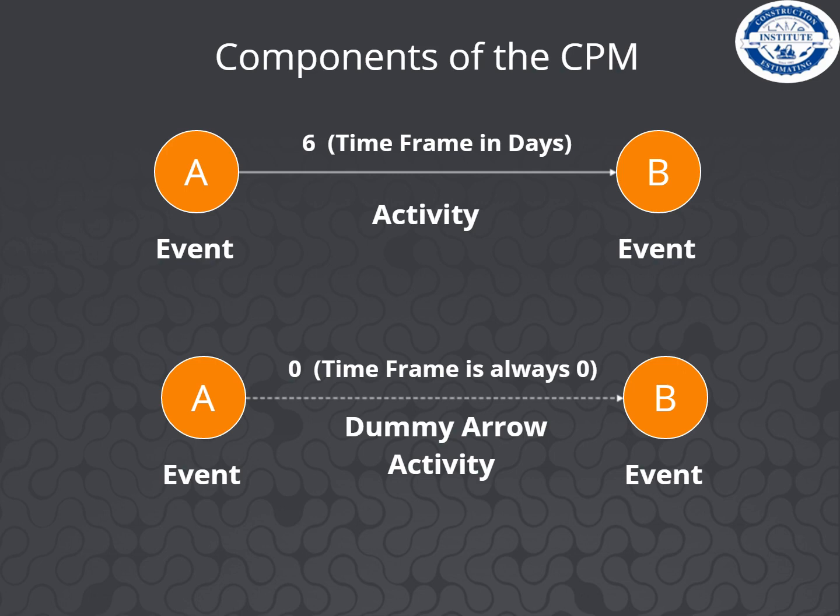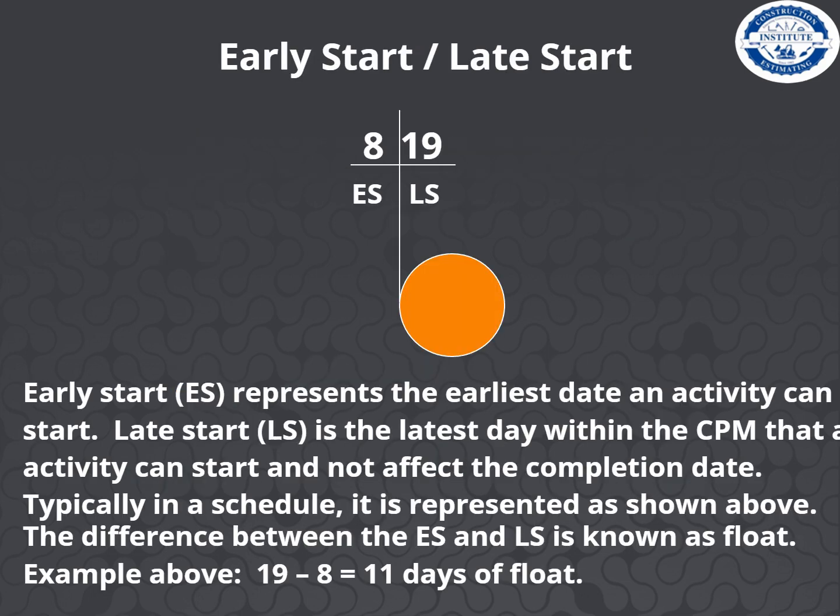Down at the bottom, you will see a dummy arrow, a dotted arrow connecting events A and B, and that is a 0 time frame. A dummy arrow always represents a 0 time frame, and they're used basically to tie different parts of a construction project together. Related to each circle or event on a CPM, you might see something that looks like a T, as in this example. On the left side of that T, you would find a number representing the early start date. On the right side, you would see a number representing the late start date.